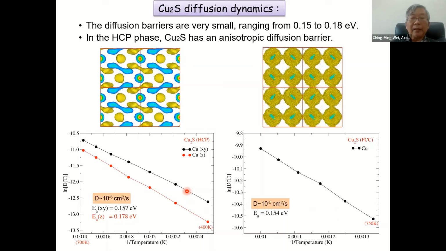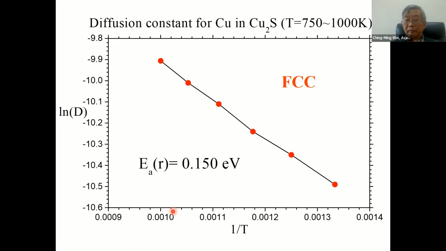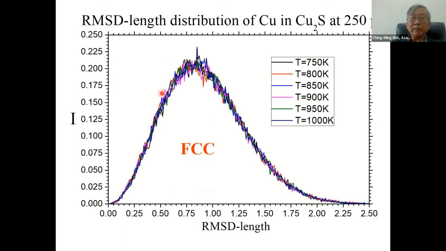Then here are the results for copper sulfide, for BCC and for FCC, and the diffusion barrier is also 150-something meV. The diffusion plot is a straight line and gives you a barrier of 150-something. When you study the root mean square displacement length, everything merges together. This is for the FCC crystal.